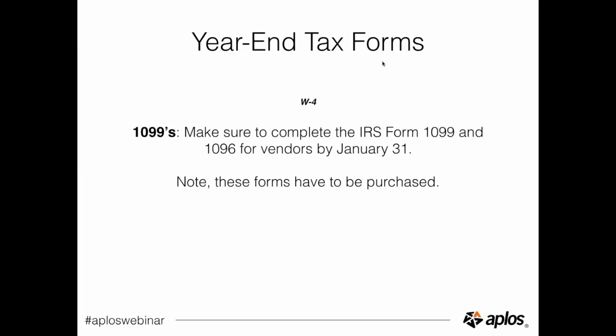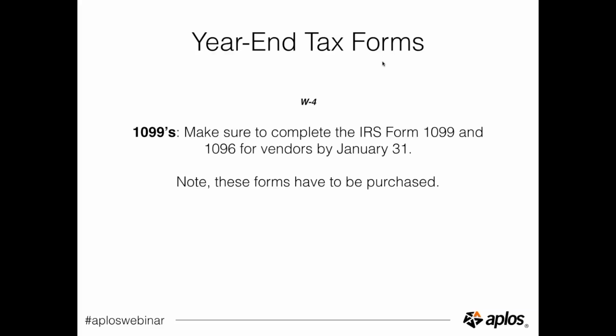1099s. 1099s are forms that you need to give to any non-salaried people that you've paid throughout the year. There are thresholds and guidelines that go along with that. So if you have questions, the best resource is the IRS, to just make sure that you've got the right threshold, that you're meeting the right requirements there. But make sure that your IRS Form 1099s and 1096s are done by January 31st. You have until January 31st to button those up.